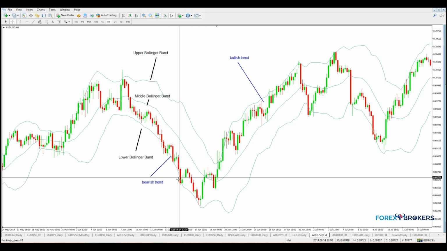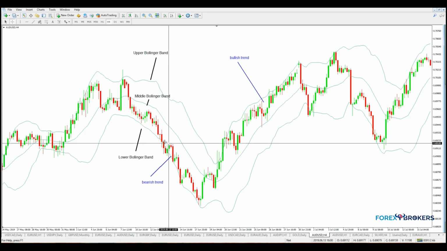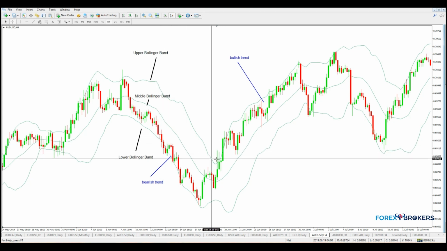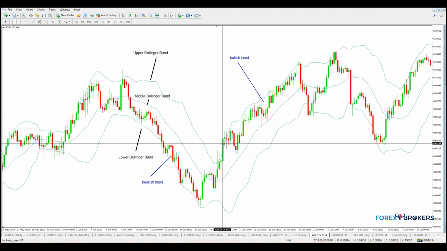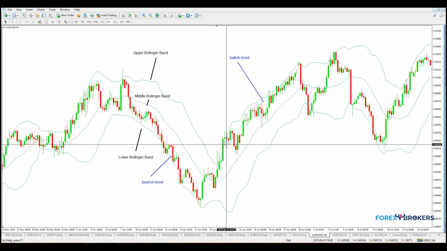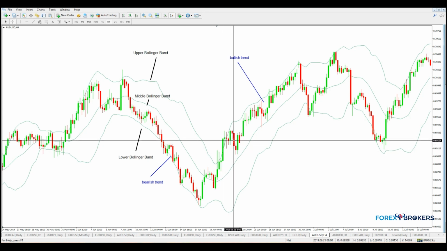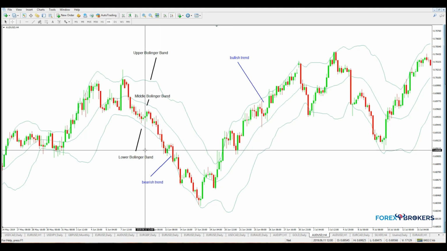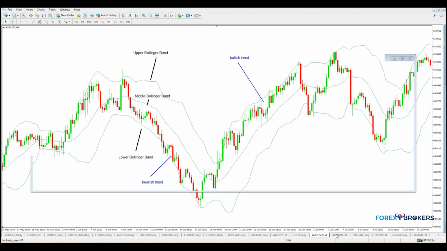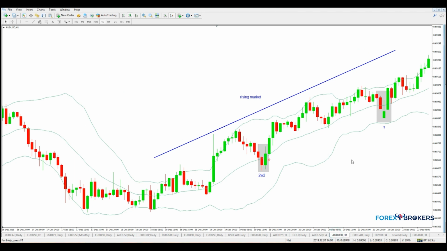These situations or these levels where the candlesticks close beyond this upper Bollinger Band or the lower Bollinger Band. There are many trading strategies. 3 of them we will discuss here. The first one is called a 2v2 scenario, namely in a rising market or in a falling market, because the rules are similar on both markets.